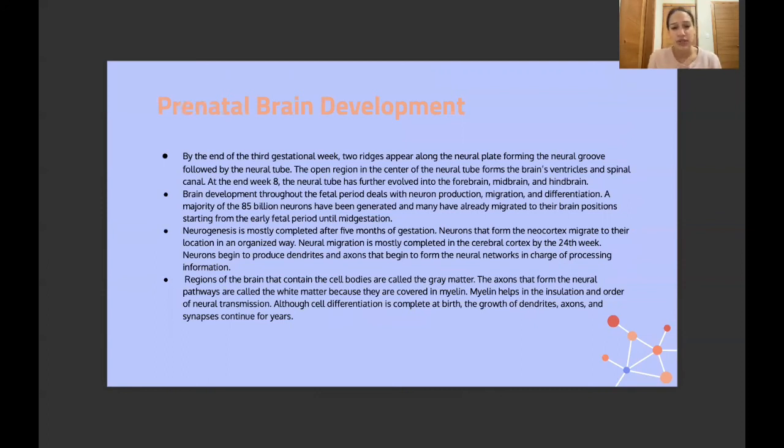Neurogenesis is mostly completed after 5 months of gestation. Neurons that form the neocortex migrate to their location in an organized way. Neural migration is mostly completed in the cerebral cortex by the 24th week. Neurons begin to produce dendrites and axons.